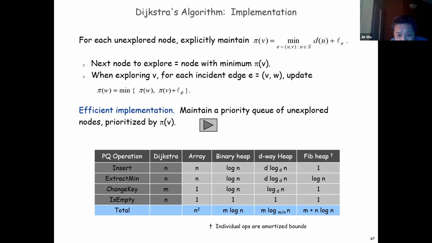N is the number of nodes, M is the number of edges. We know that the maximum number of edges is N squared. It's like a dense network, meaning a graph with lots of edges.